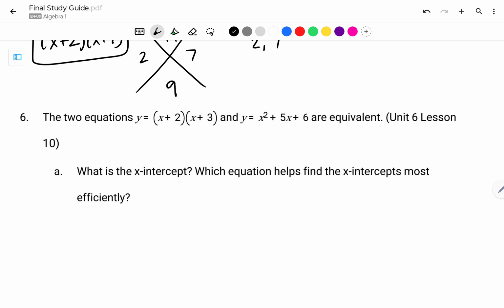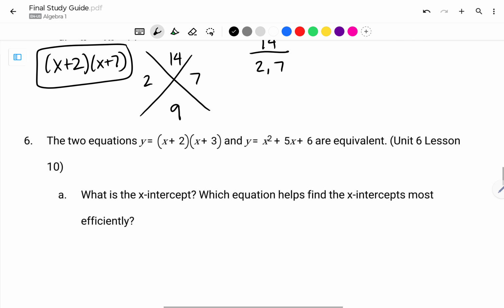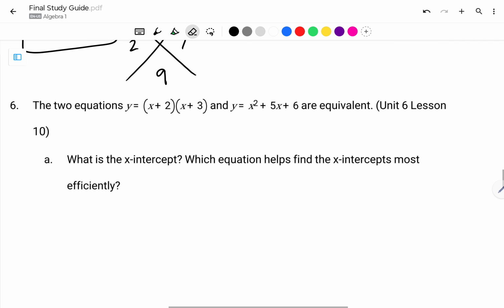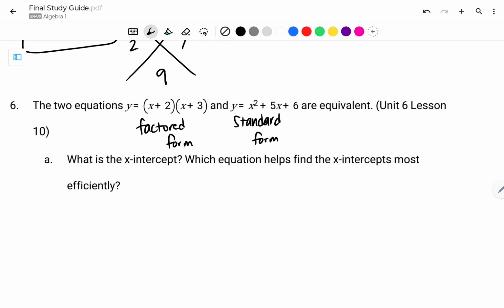Two equations, y equals x plus 2 times x plus 3, and y equals x squared plus 5x plus 6 are equivalent, right? How do I know they're equivalent? Because I could either factor this out and get this, or I could distribute that and then get that. So it's the same thing. What is the x-intercept? Which equation helps find the x-intercepts most efficiently? Remember, this is factored form, and this is standard form. Okay, x-intercept, we're going to use factored form.